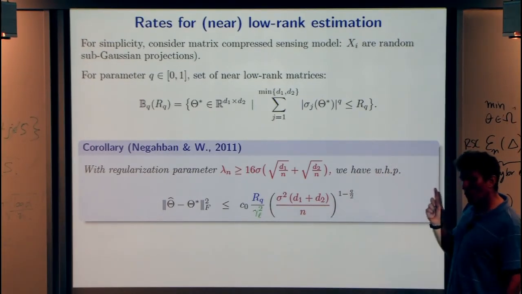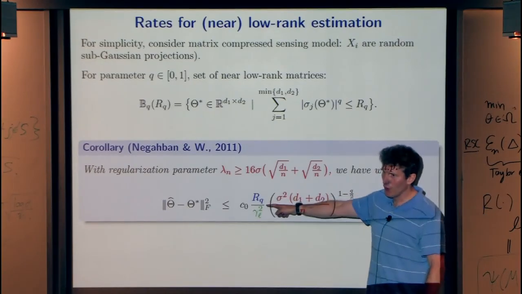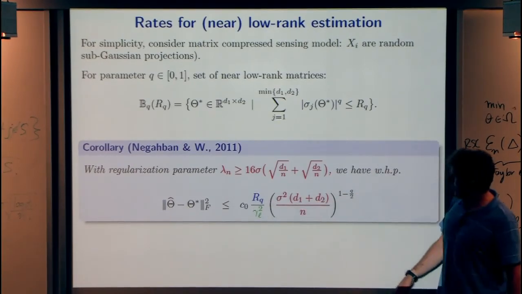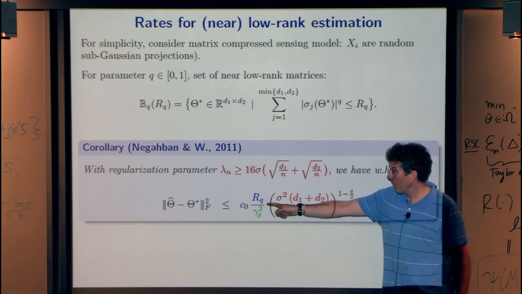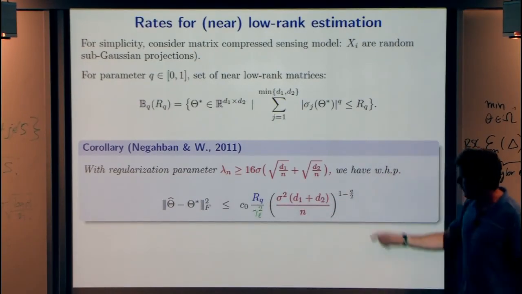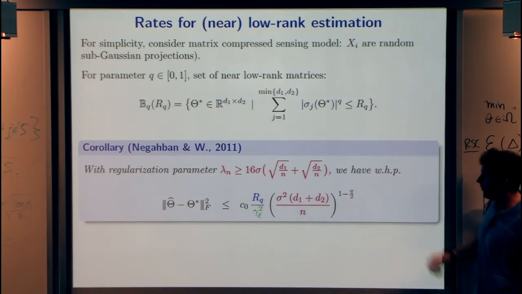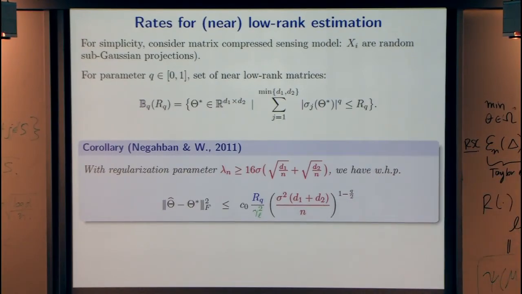What I'll actually prove for you quickly, I'll just prove q equals 0. When q is 0, then R0 is exactly the rank. You're estimating over rank R matrices. R is the rank. Q is 0, this becomes 1. So let me sketch that out quickly. The more general result, again, requires trading off approximation and estimation.